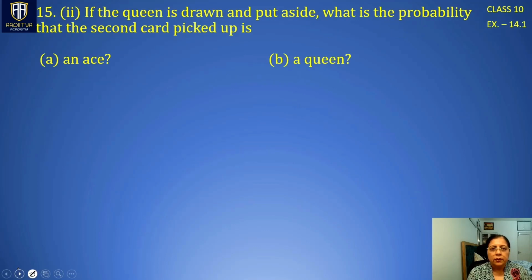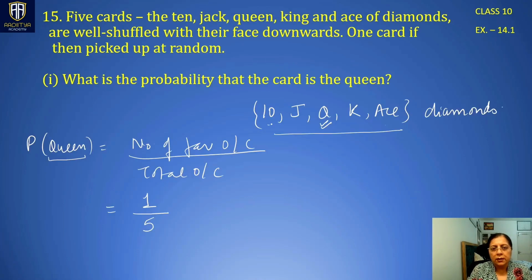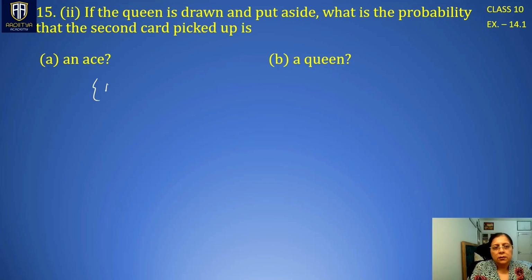Next, if the queen is drawn and put aside, see, in the previous first part, the sample space had 10, Jack, Queen, King, and Ace. Now he says the Queen has been taken out and it is not replaced into those 5 cards. Now, that means we are now having 4 cards in our sample space: 10, Jack, King, and Ace. The Queen was taken out and it has been removed from that pack of cards.